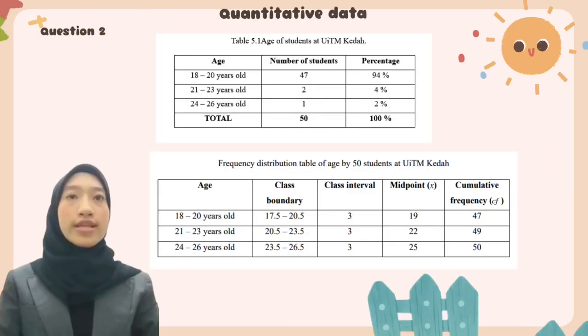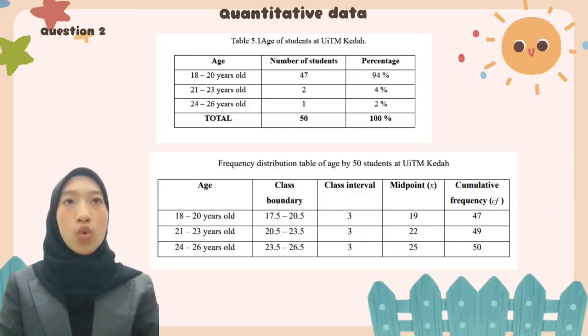Next, for quantitative data, question 2, which is the question asked about the respondent age. For option 18 until 20 have 47 respondents. For option 21 until 23 have 2 respondents.